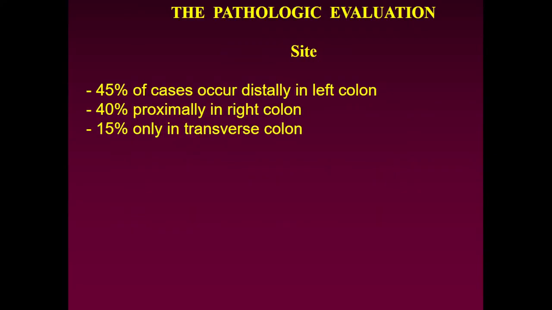Site: 45% of cases occur distally in the left colon, it's the most common, as we told, the sigmoid part of the colon, descending part, and splenic angle. 40% occur proximally in the right colon: cecum, ascending colon, and liver angle. Only 15% are present in the transverse colon.